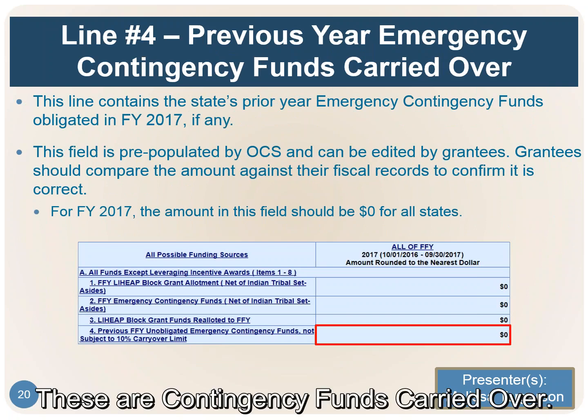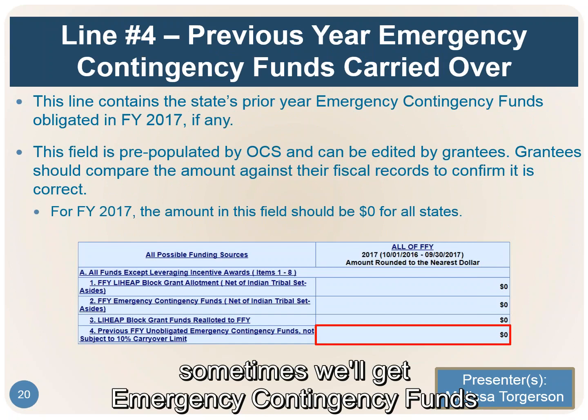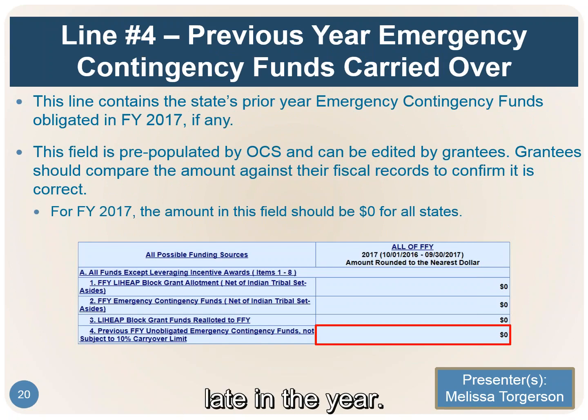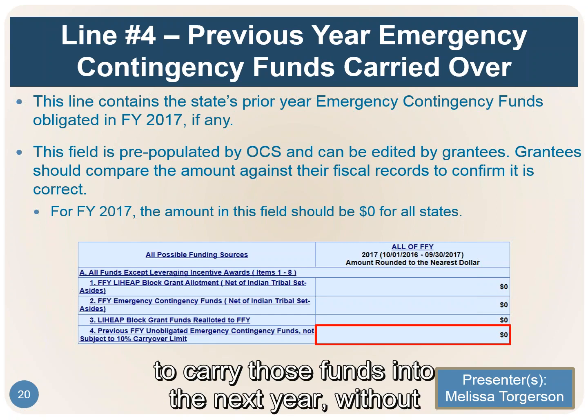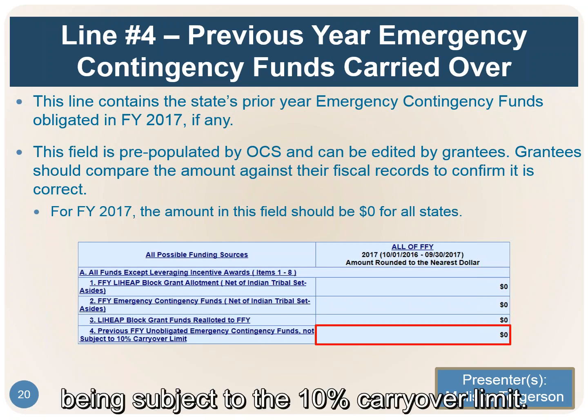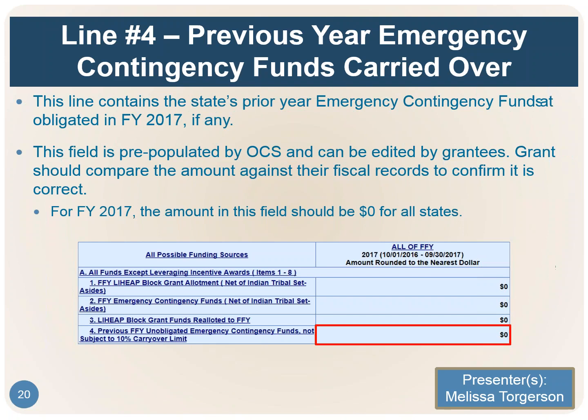These are contingency funds carried over. For those of you who are new, sometimes we'll get emergency contingency funds late in the year. In some of those cases, OCS will allow grantees to carry those funds into the next year without being subject to the 10% carryover limit. This year, that number is 0, but in future years, that could be populated.